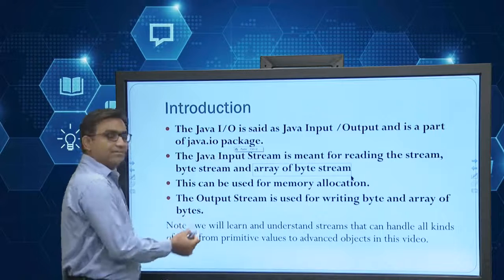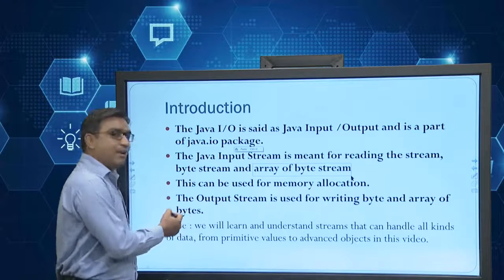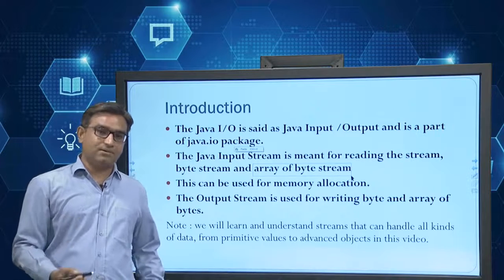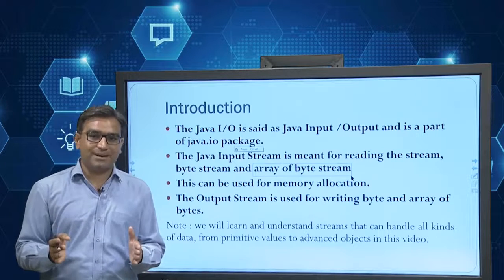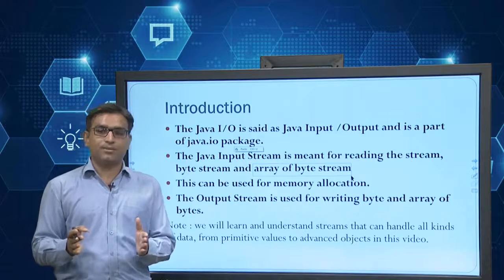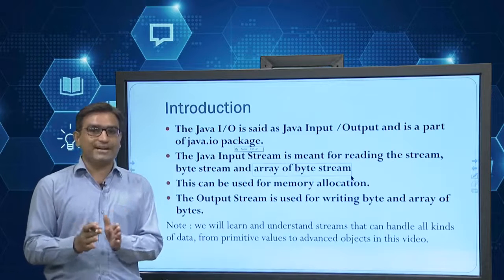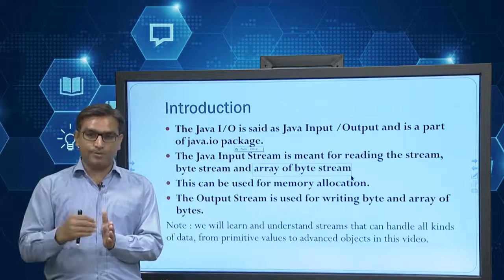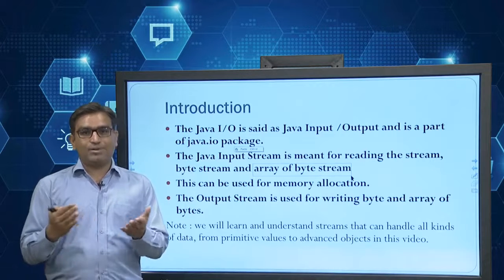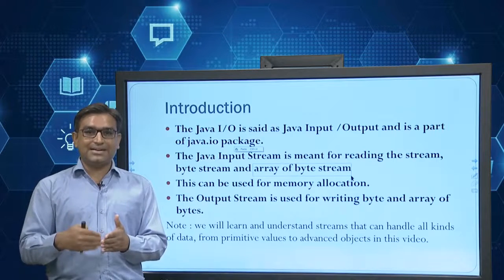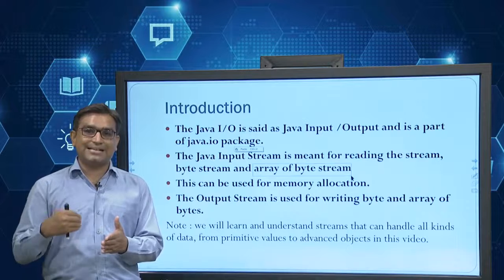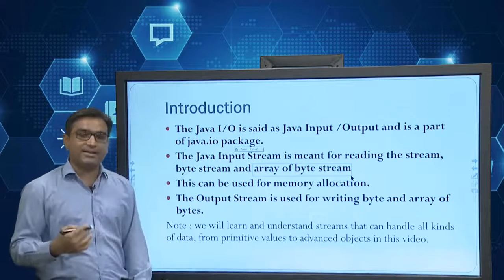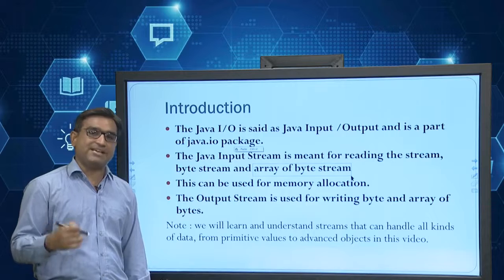The output stream is for writing a byte and an array of bytes. What is an array of bytes? Whatever data we received, as you are familiar, Java always converts your data into byte data format, and that byte data produces your output. Why is this required? Because whatever byte data you received can be converted into ASCII type, and ASCII values are going to produce a character, a symbolic sign, an image, anything else.